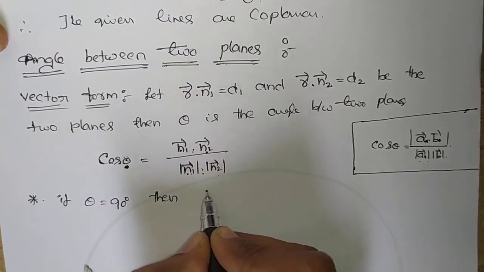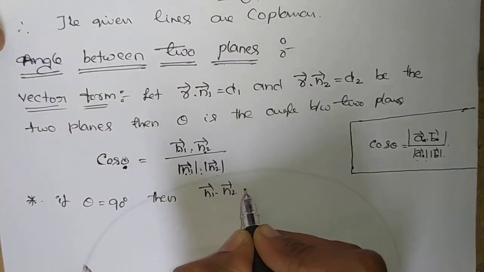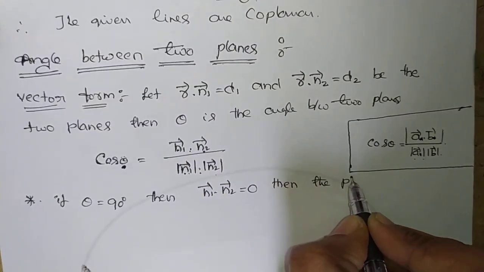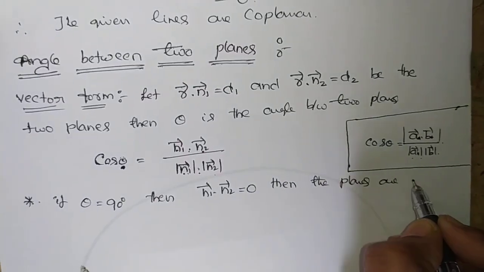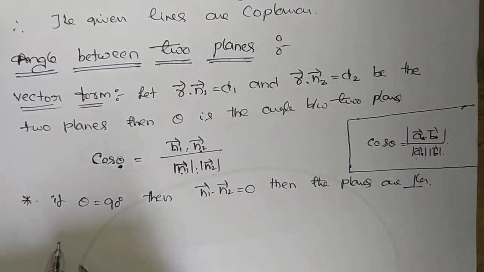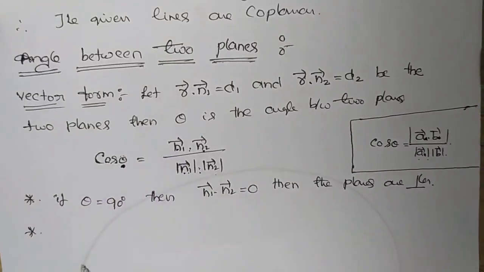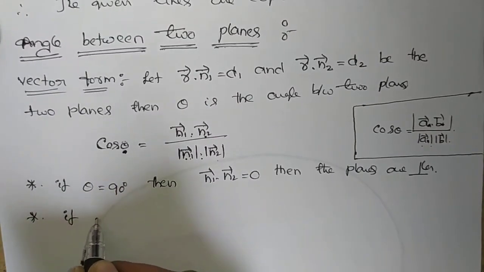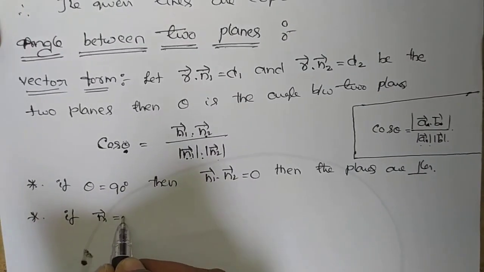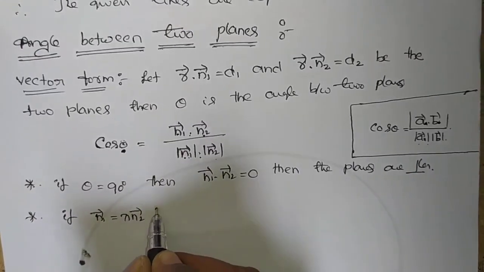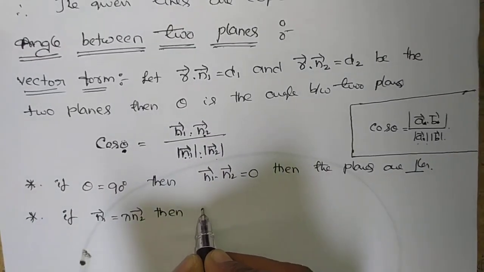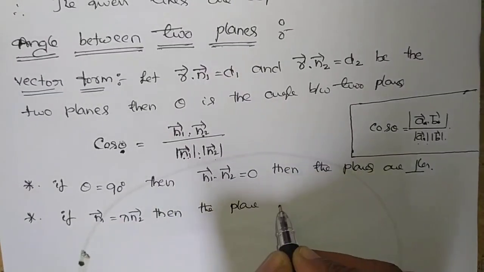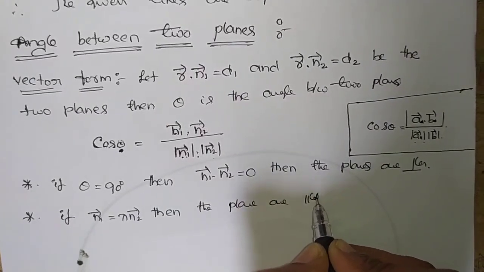Then n1 vector dot n2 vector equals 0, and the planes are perpendicular. Now what if the planes are parallel? If n1 vector equals lambda times n2 vector, then the planes are parallel.